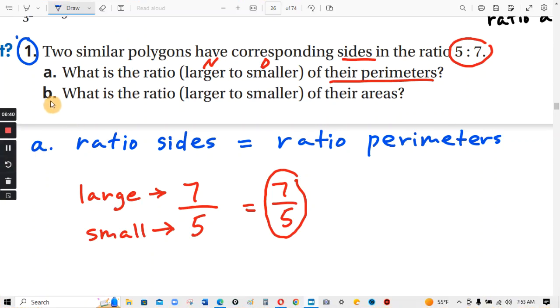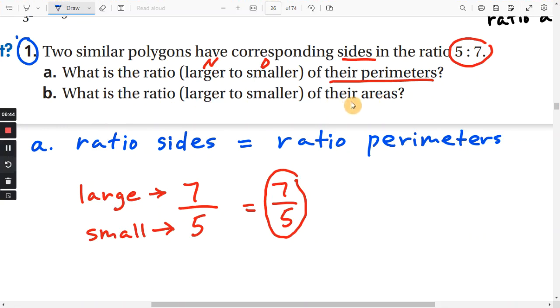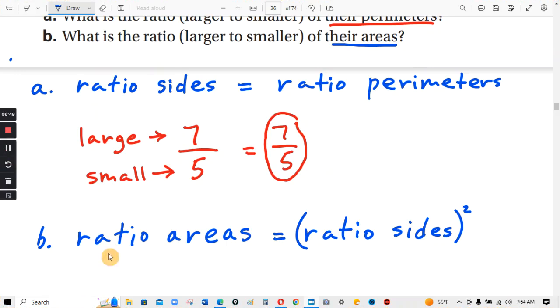Now for part B, they want to know what is the ratio, larger to smaller, of their areas. All right, so remember, for the ratio of the areas, you have to take the ratio of the sides and square it. So please try part B and use your answer from part A.